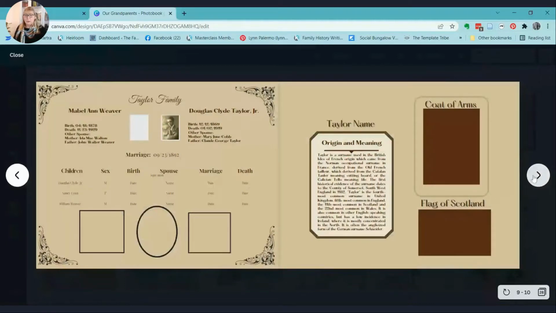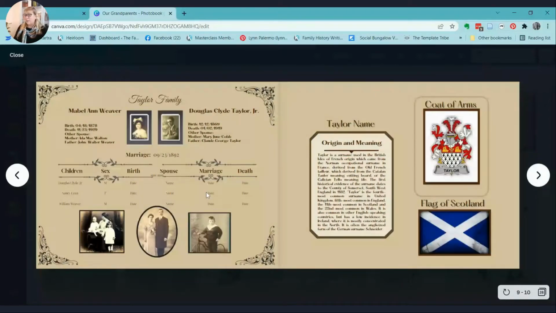Another option is to do something like a group sheet. So I love a group sheet because, again, it gives us a lot of information in a small amount of space. So we've got our 2 people who've come together here and married, the children they had, their birth, their spouse, their marriages and deaths. So a lot of information on here, as well as a few pictures. So it really gives you that big picture view. We've just put together here with this another little page beside it to coordinate with it, and just sort of an overview of the Taylor name, coat of arms, that sort of thing.